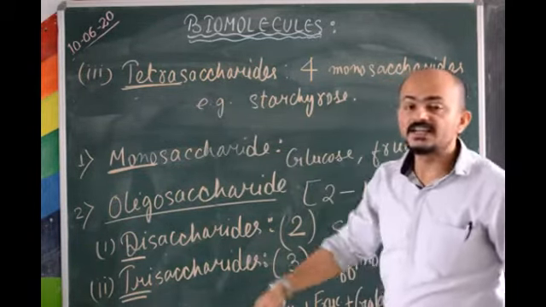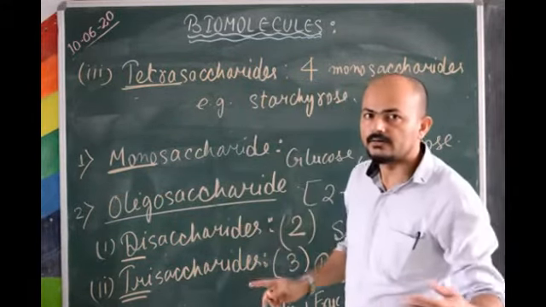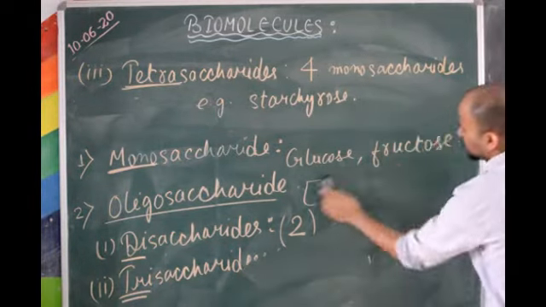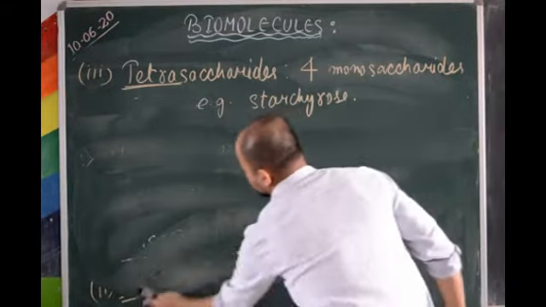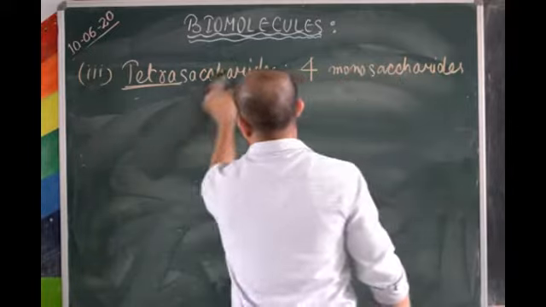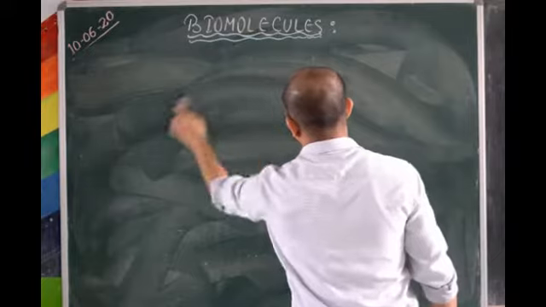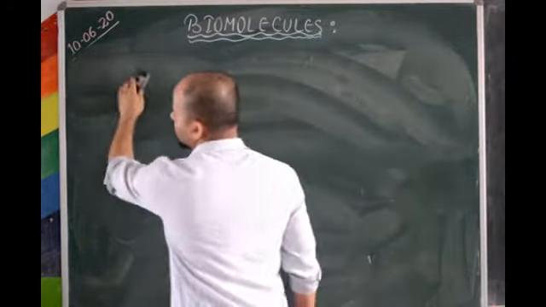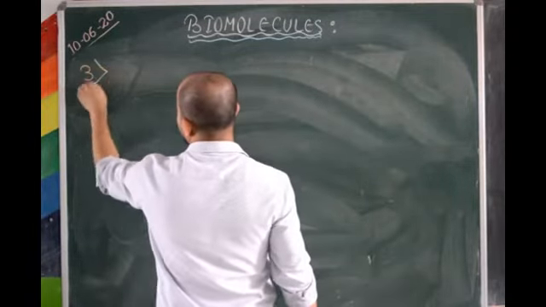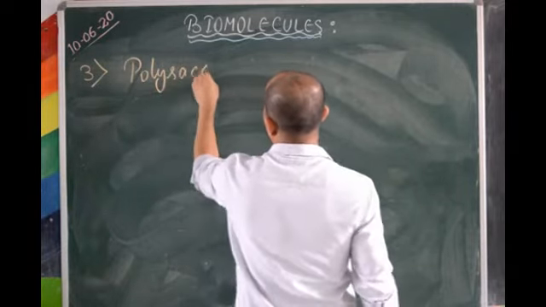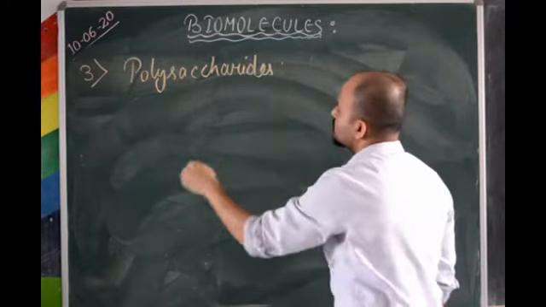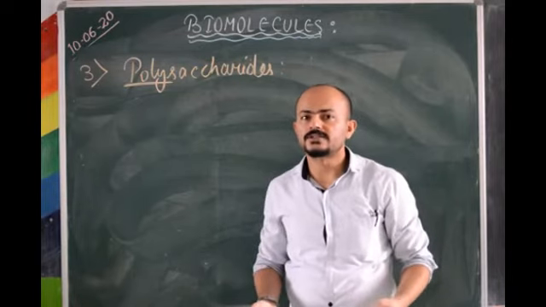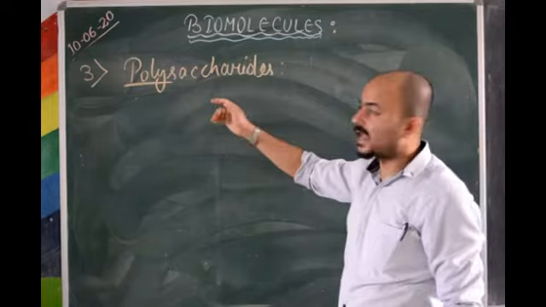Now the third category. The first one was monosaccharide, the second oligosaccharide, and the third one is polysaccharide. Hope you have noted this down. The name itself suggests that those carbohydrates which upon hydrolysis yield many monosaccharides or simple molecules are known as polysaccharides.